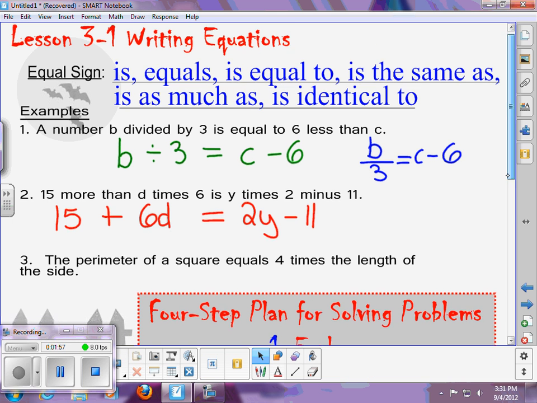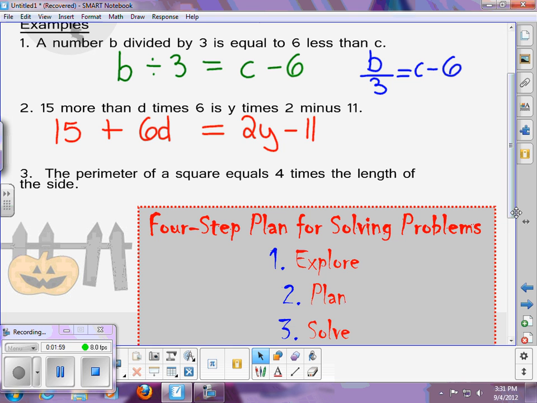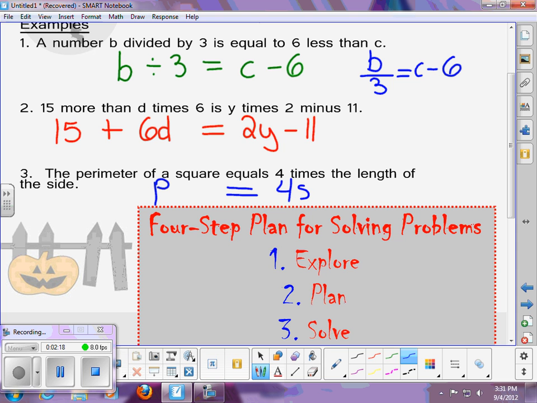Number 3. The perimeter of a square equals 4 times the length of the side. Let's use P for the perimeter of a square equals 4 times the length of a side. Let's use the variable S for that length of the side. P equals 4 times S.